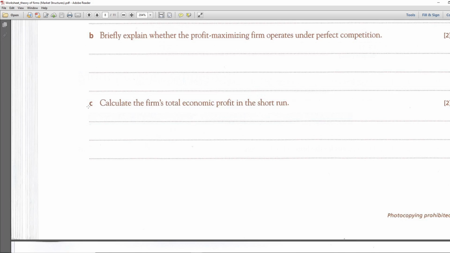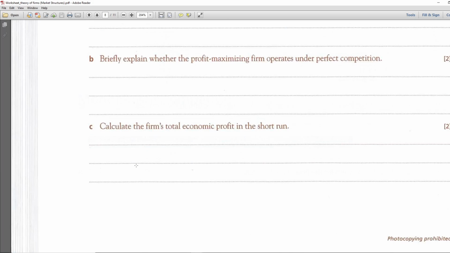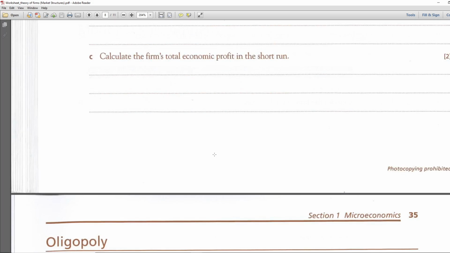What about question C? Calculate total economic profit in the short run. Okay, 2000. So you know the per unit profit using 120 minus 100, then you have 20, multiplied by 100, so you have 2,000. So that's 2,000 of economic profit in the short run.